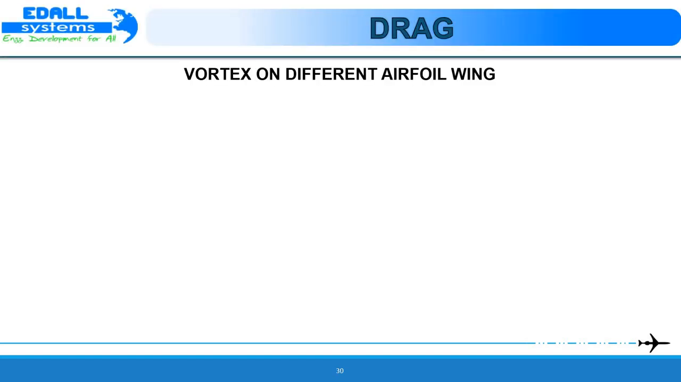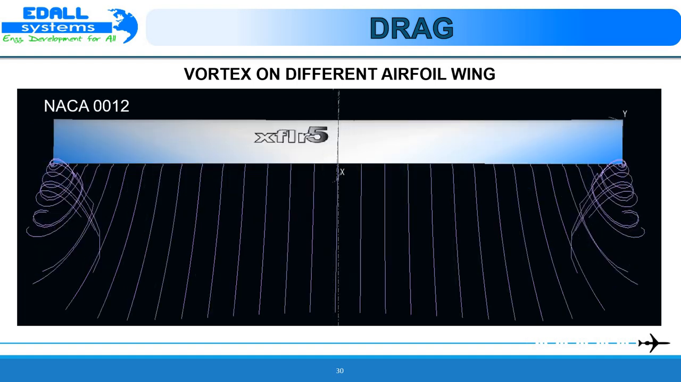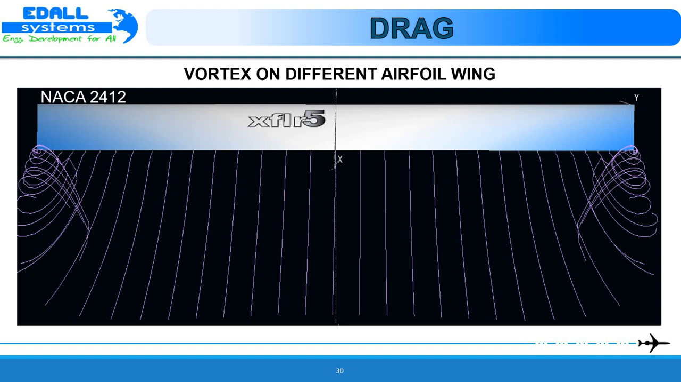These are a few of the airfoil wings and their vortices. Finally, this is how a vortex looks in design. This is the NACA 23012, NACA 0012, and NACA 2412 airfoil.